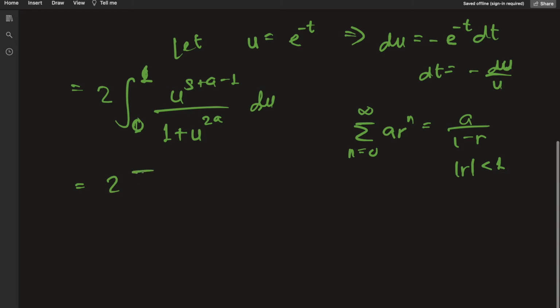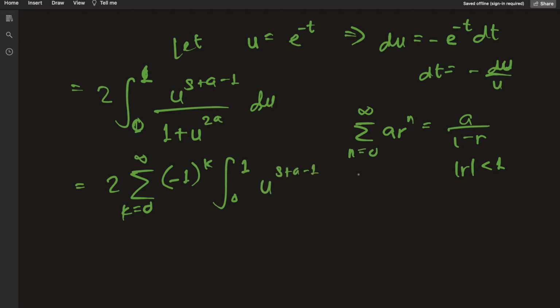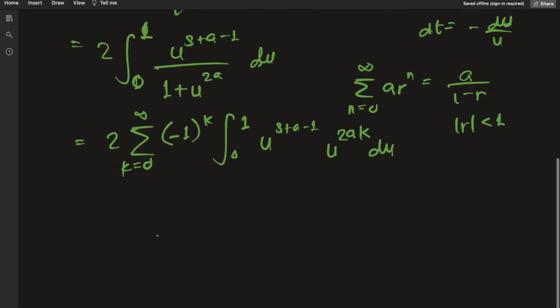So 2 times sum from k equals 0 to infinity, plus is a minus and a minus, so we have minus u raised to the kth power, so we can take the minus 1 to the k outside, integral 0 to 1 u raised to s plus a minus 1 times u raised to 2a times k du.